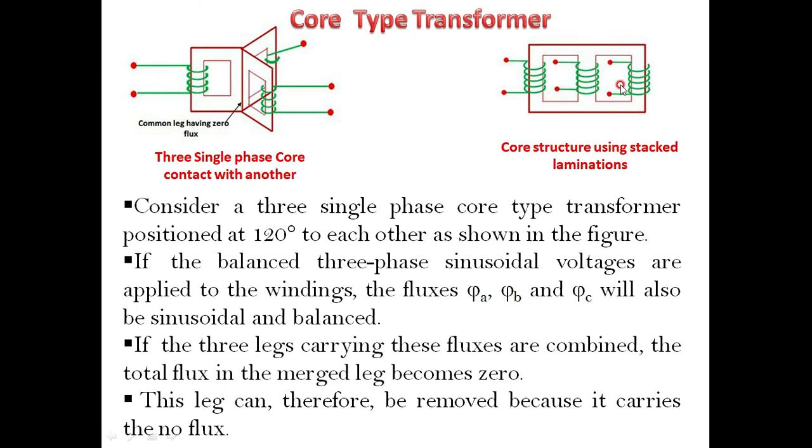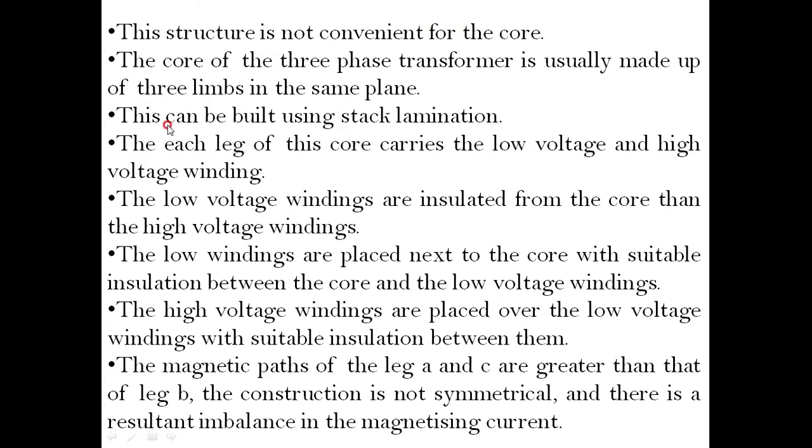In the same plane you have to place all the 3 limbs, and you have to wind both primary and secondary on that. This can be built using a stack of laminations to reduce the hysteresis and eddy current losses. Each leg of the core carries low voltage as well as high voltage winding. Means each limb has both primary and secondary windings.